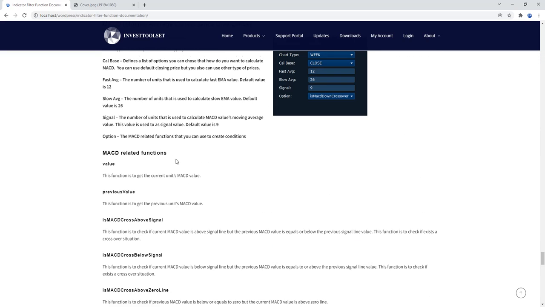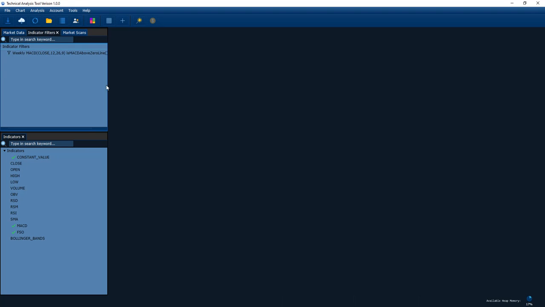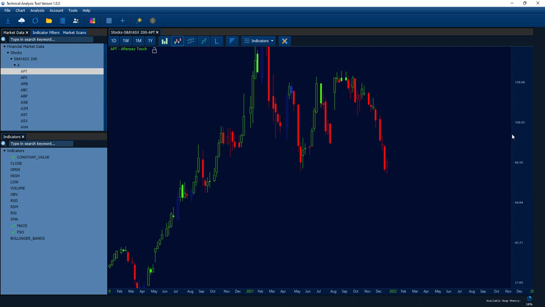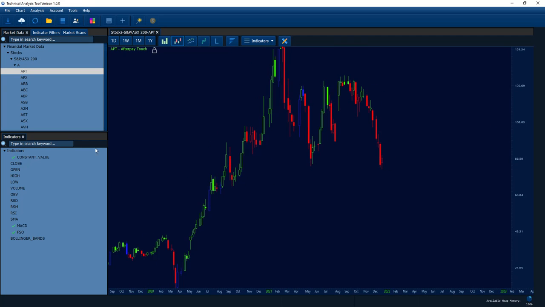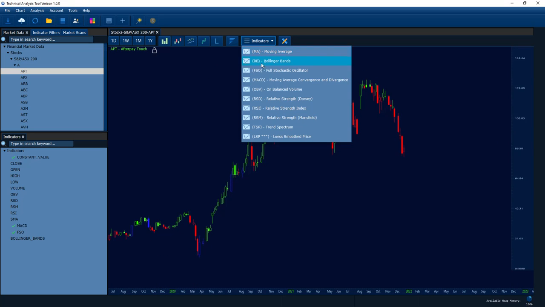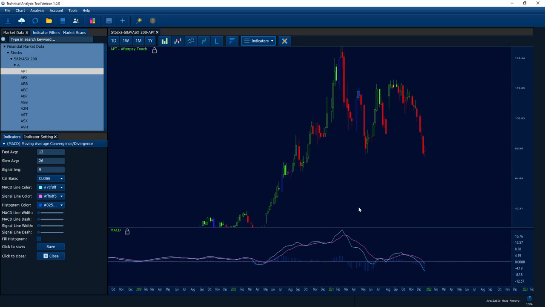Right here. Alright, let's just keep this page open. Let me explain a little bit more about the MACD indicator before we move into those contents. Once again, let's open up this Afterpay Touch chart. If you want to open MACD, you go to the indicators drop-down list and select MACD. So that's the MACD indicator.